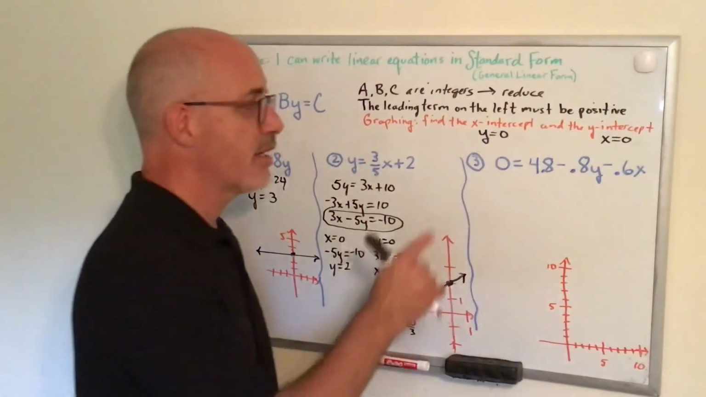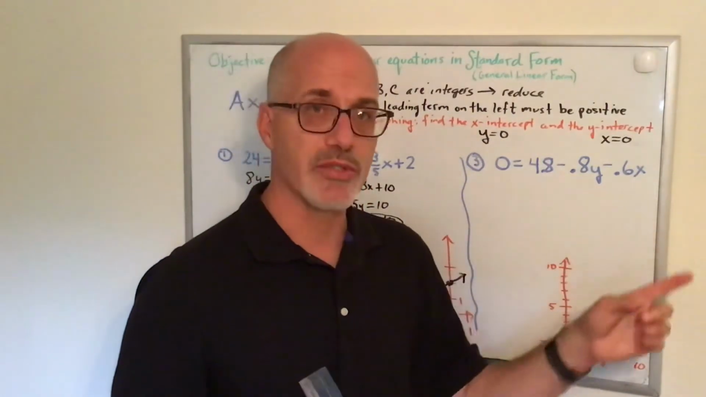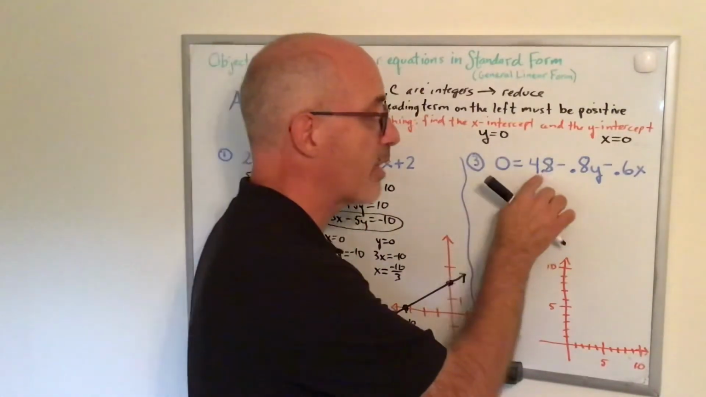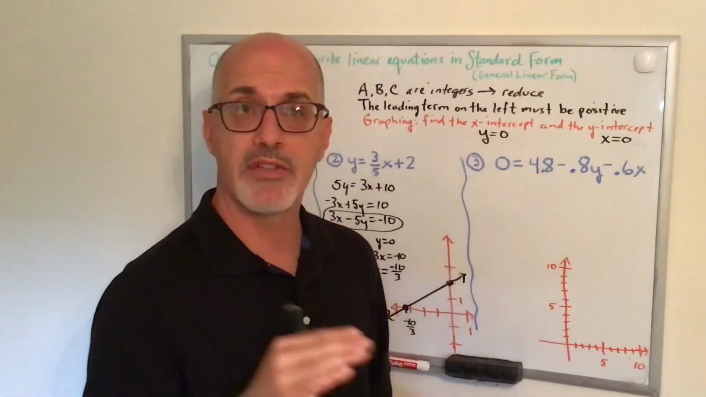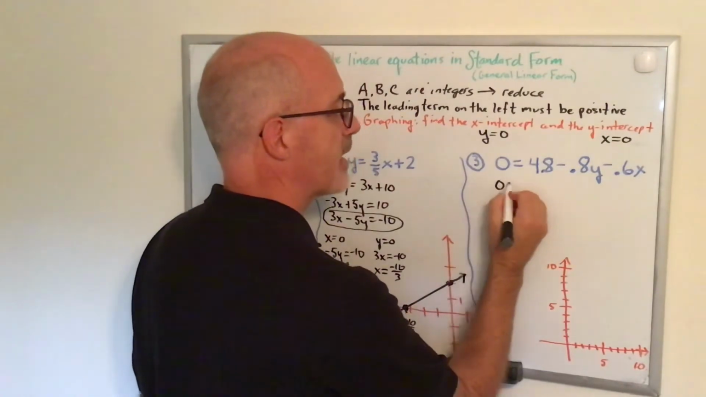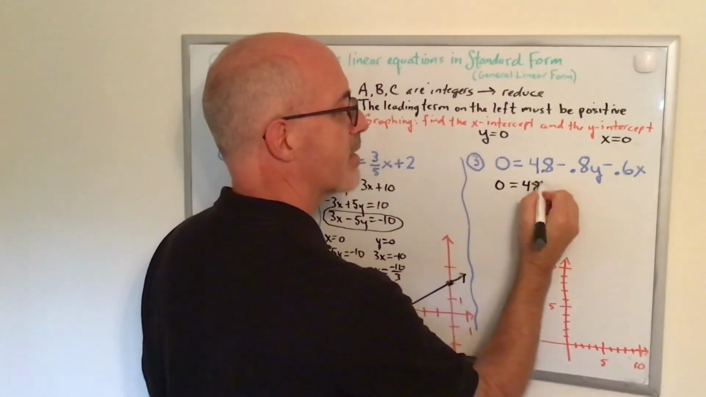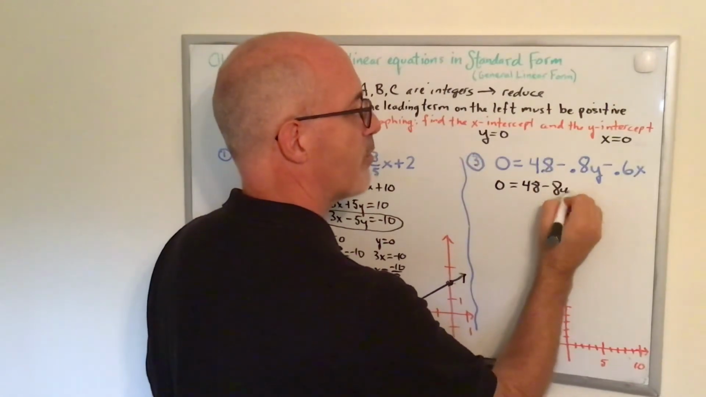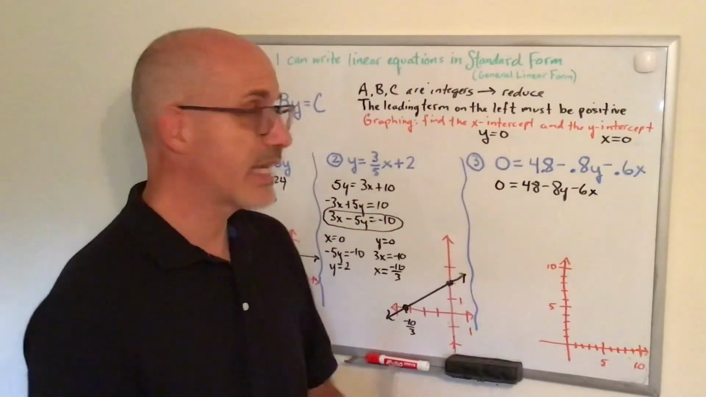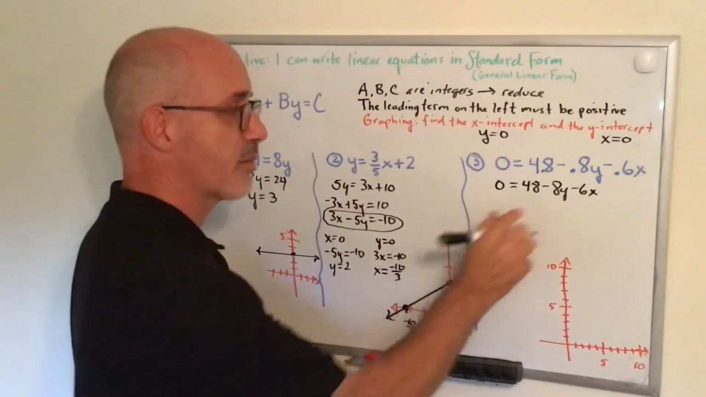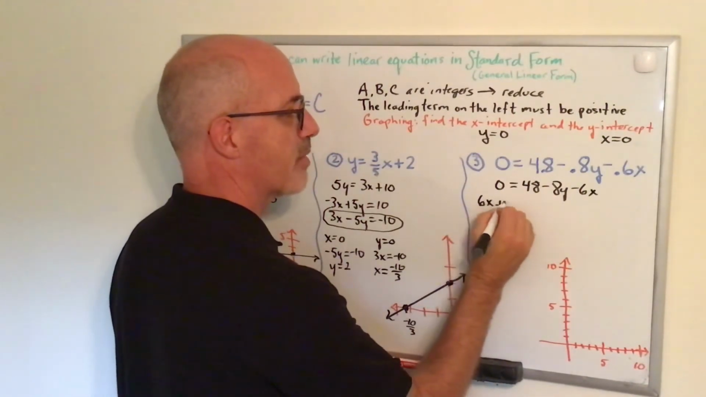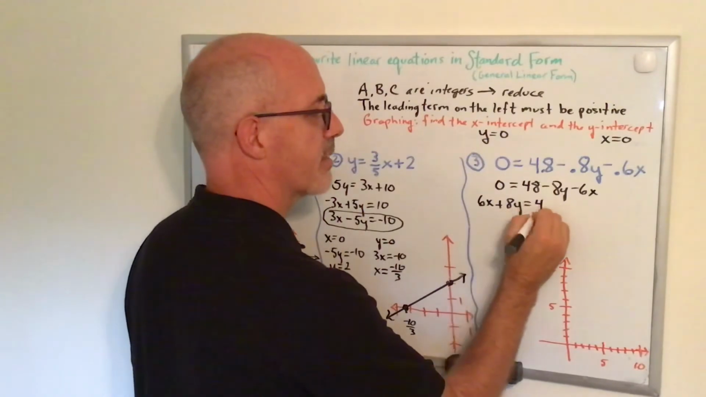Let's try this one. Number 3 here, notice there's decimals. The way I like to get rid of decimals is just multiply by, in this case, I want to get rid of 1 decimal place. Multiply every term by 10 moves that decimal over 1 place. So multiplying everything by 10, I get 0 equals 48 minus 8y, when you move that over 1 place, minus 6x. Now I want to get the x and the y on the left side, so I'm going to add 6x and add 8y to both sides. So I get 6x plus 8y equals 48.